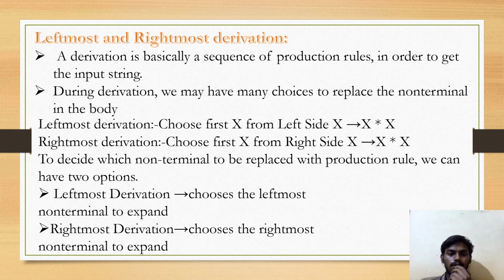To decide which non-terminal to be replaced with the production rule, we can have two options. Leftmost derivation: choose the leftmost non-terminal to expand. Rightmost derivation: choose the rightmost non-terminal to expand.